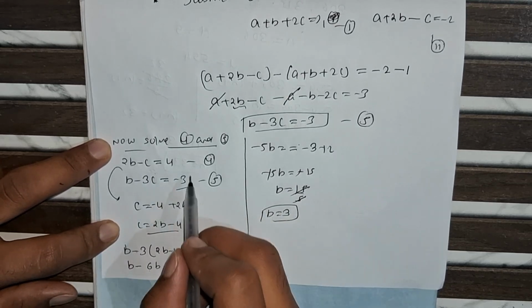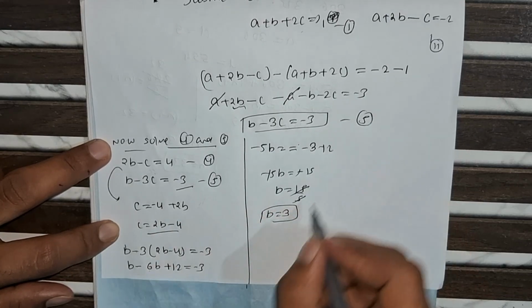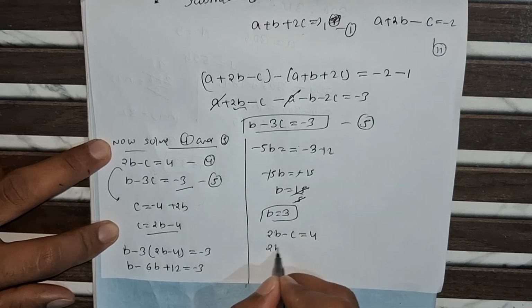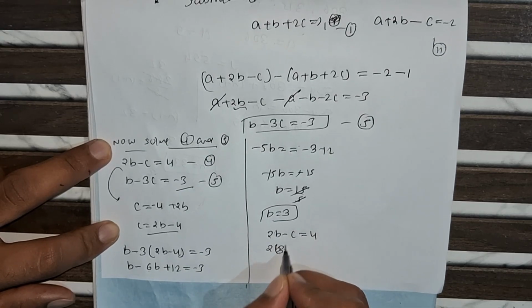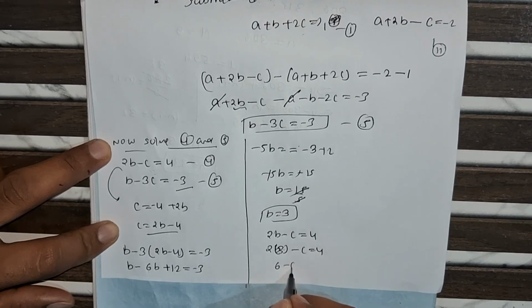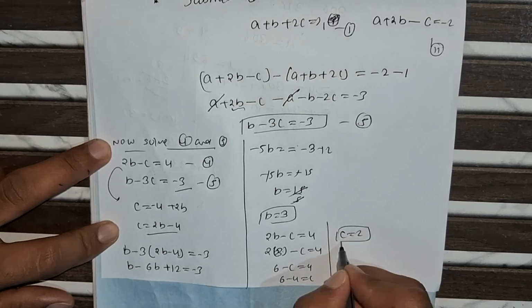Now put the value of b in equation 4. Then we can easily get the value of c. So 2b minus c equals 4. 2 into 3 minus c equals 4. So 6 minus c equals 4. Then 6 minus 4 equals c. So the c value is 2.